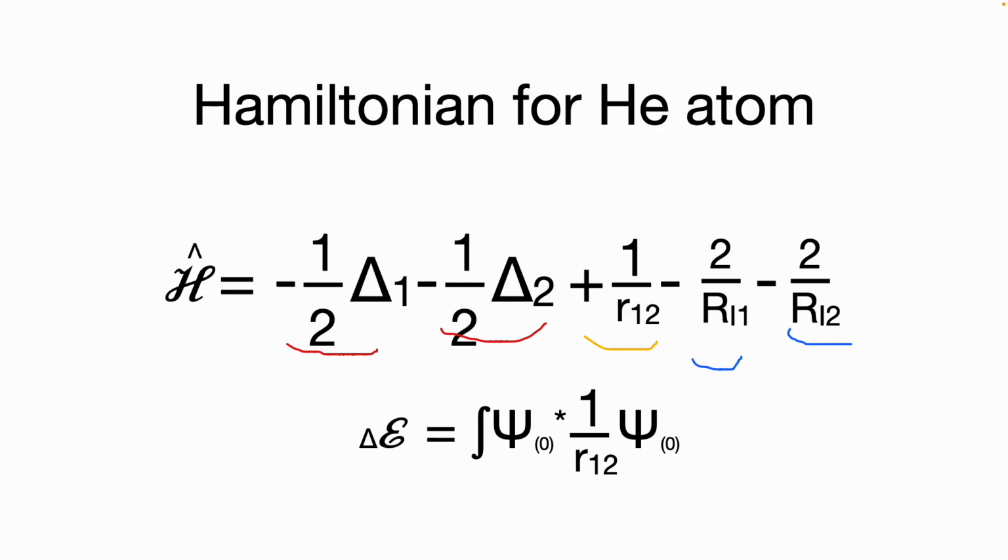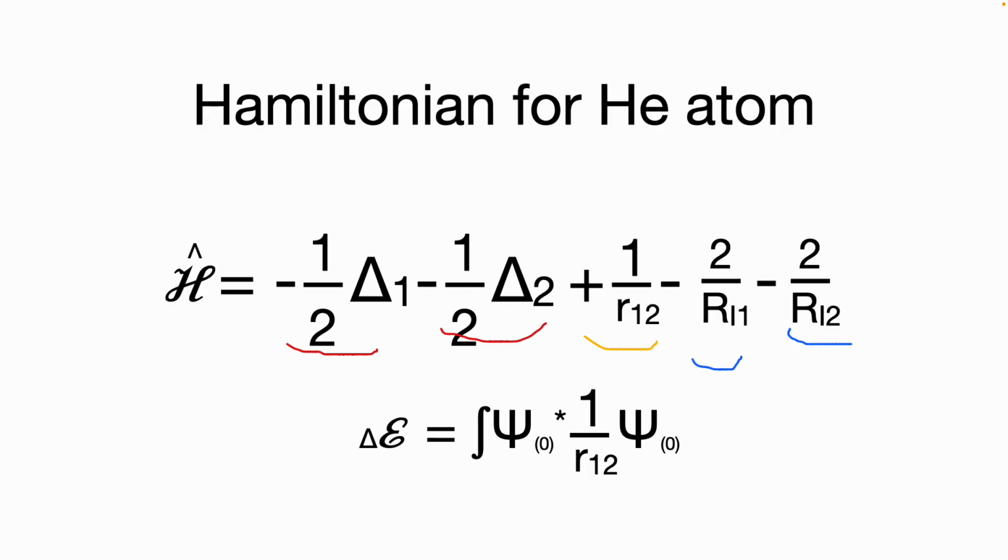So, one term is missing here, that is the kinetic energy of the nucleus. And this is because this Hamiltonian has been written from a frame that is fixed on the nucleus, and as a result, the kinetic energy of the nucleus becomes 0.